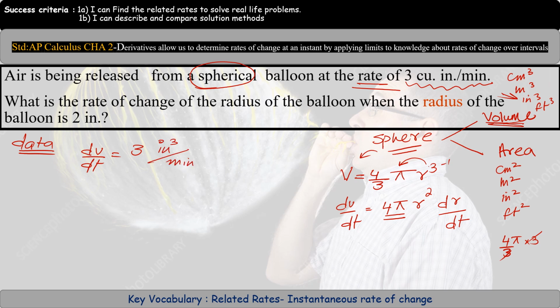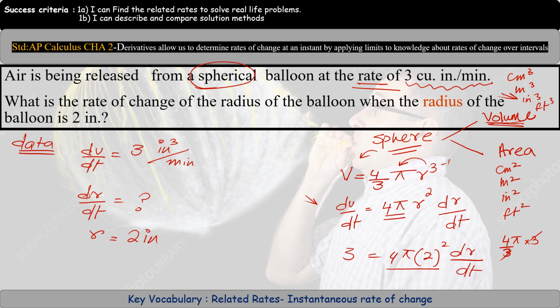What is the rate of change of radius? It means you have to find dr by dt, whereas the radius of the spherical balloon is 2 inches. So look at the question again. dV by dt is given as 3 inch cube per minute, 4 pi r square. R is 2, so write down 2 square, and you have to find dr by dt. Now solve it. 2 times 2 is 4, 4 times 4 is 16. So you will get 16 pi.